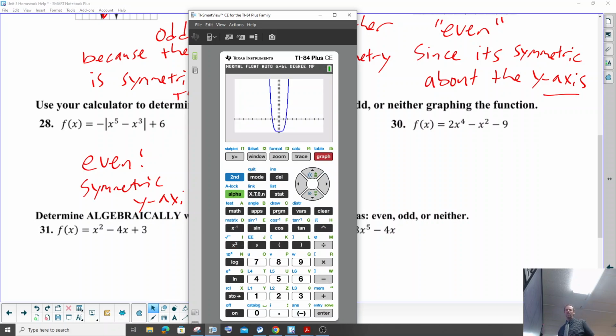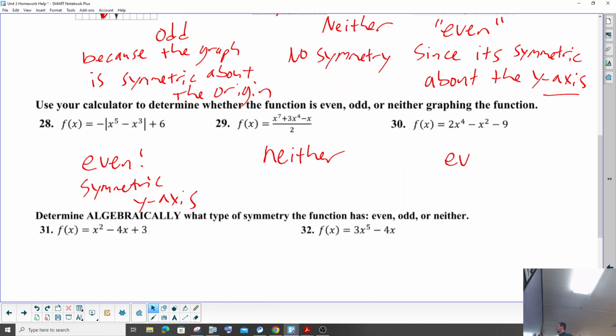Okay, look at that graph. Does that look pretty symmetric? Yeah, that looks pretty symmetric. So that one is also right. So that one's also even. So we didn't even have an odd one on there.